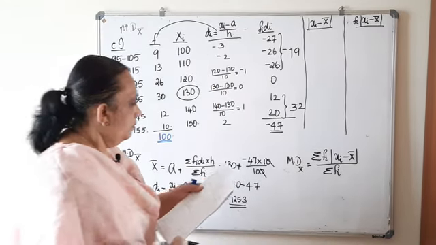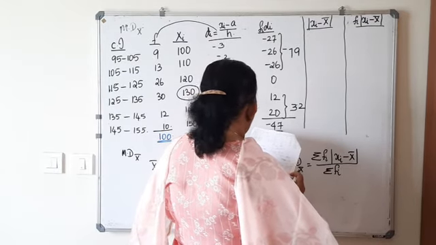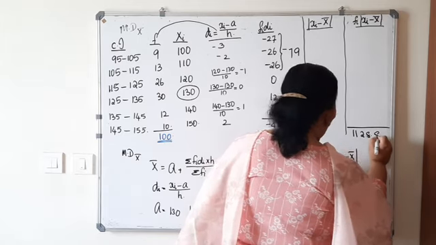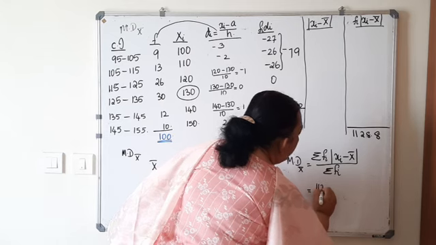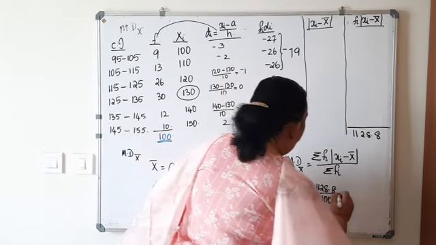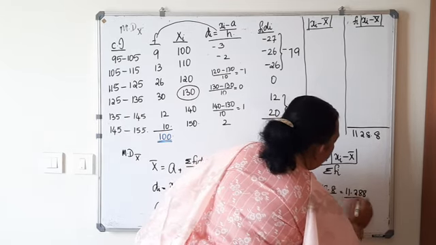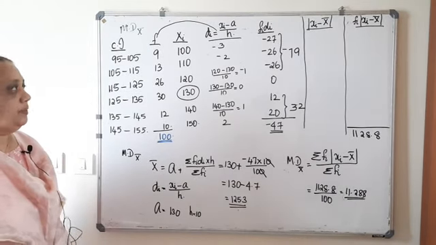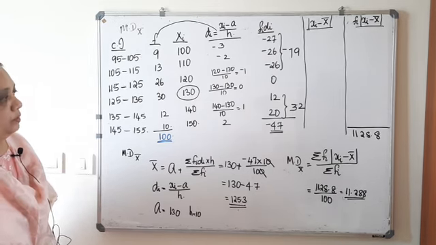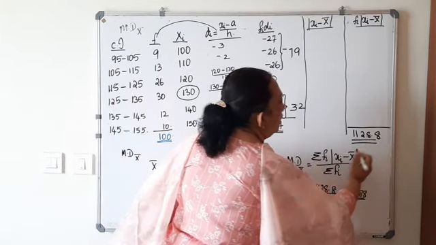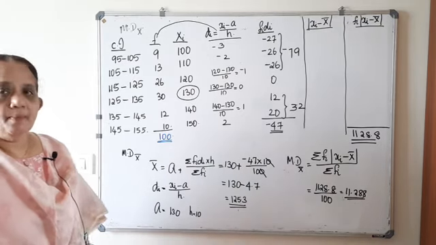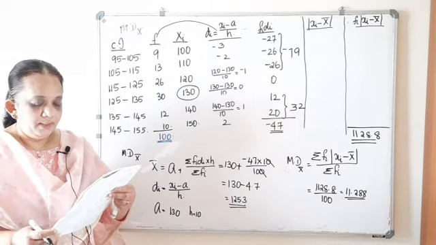This total sum will be equal to 1128.8. You have to do the calculation. This is equal to 1128.8 divided by 100. Sigma Fi is equal to 100. And that will be equal to 11.288. Modulus of xi minus x bar, the calculation you do with the calculator. Next column will be Fi into modulus of xi minus x bar. That also you do. The sum will be equal to 1128.8. Mean deviation about mean is equal to sigma Fi into modulus of xi minus x bar divided by sigma Fi. I hope it is clear to you.